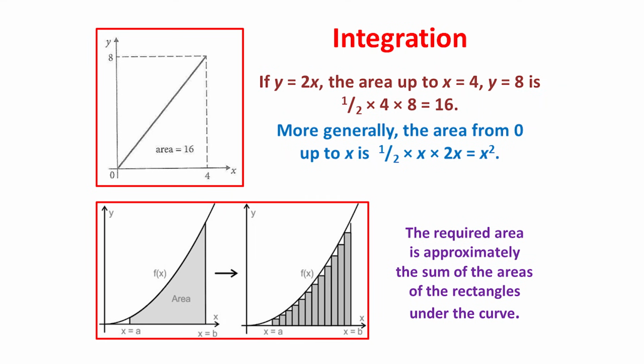Let's now turn our attention to integration, the finding of areas. If y equals 2x, then the area up to the point where x equals 4 and y equals 8 is the area of the triangle shown, which is 1/2 times the base times the height, which is 16. And more generally, the area up to the point x is 1/2 times x times 2x, which is x squared.